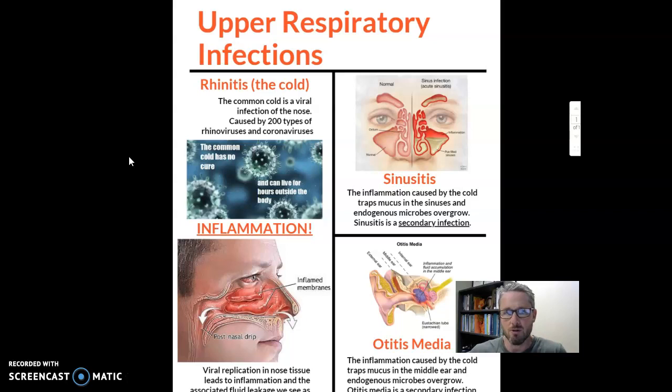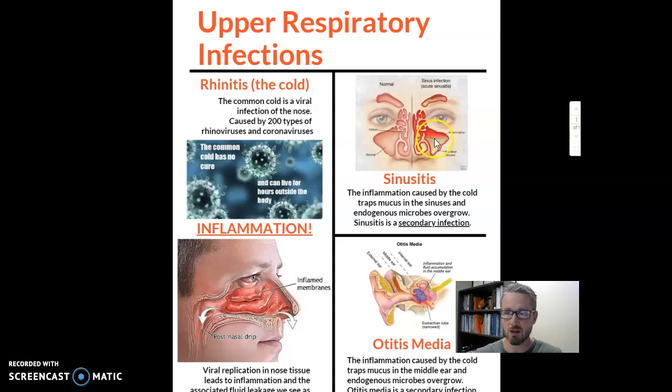All right, the other thing I want to use this information to point out is how the cold is related to a couple other upper respiratory tract infections. So we know the cold infects the nose, it causes inflammation in the nose. One of the problems with the cold is it can cause a secondary infection called sinusitis. So our nose and our sinuses are connected by a bunch of small channels. And unfortunately, the inflammation in our nose caused by the cold can actually clog the little channels that connect our nose to our sinuses. When that happens, the mucus that our sinuses naturally produce has no way to drain out.